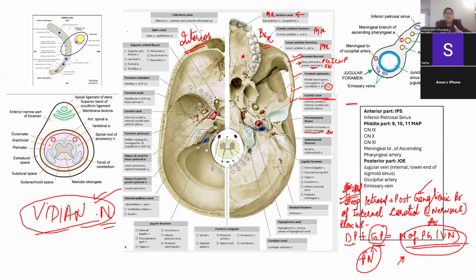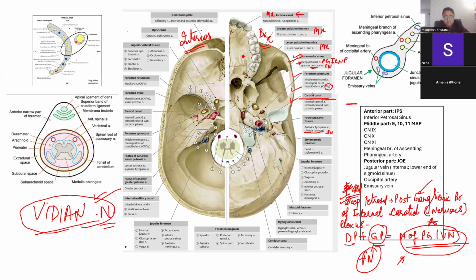And what is a postganglionic branch? The ganglia is where these structures synapse together. The dendrites synapse with another neuron in a ganglion. Any fibers before that synapse are known as preganglionic, and any fibers after are known as postganglionic branches. So this is a postganglionic branch of the internal carotid plexus.